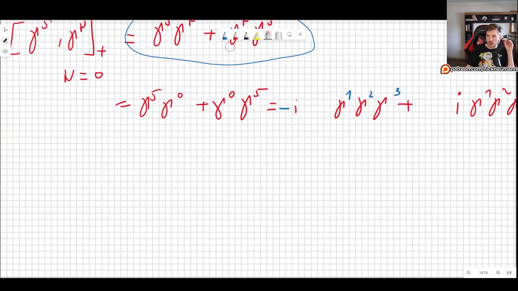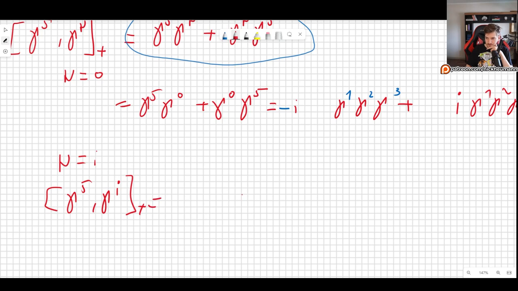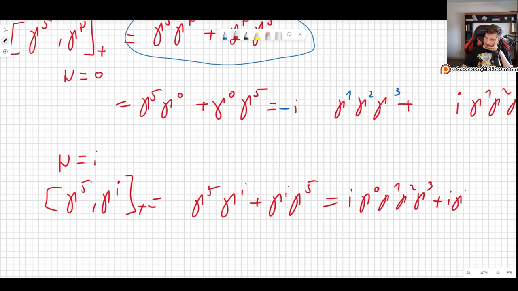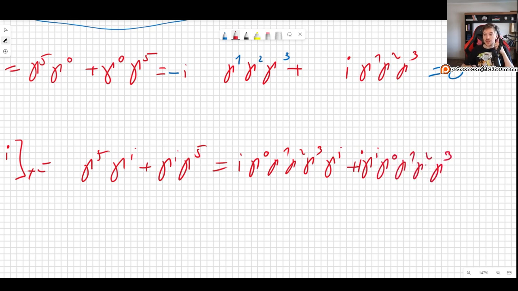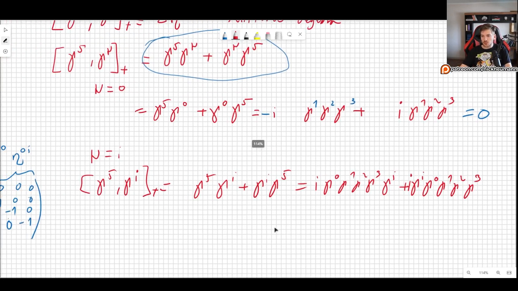Now let's go for the case where mu is equal to I. In this case, we write the anti-commutator explicitly once again, just like before, this time with gamma I. So we get gamma 5 gamma I plus gamma I gamma 5. Let's multiply through. Here we get I gamma 0 gamma 1 gamma 2 gamma 3 gamma I, I forgot to put the gamma I at the end here, plus gamma I and I gamma 0 gamma 1 gamma 2 gamma 3. Now here you could say, okay, I is equal to 1, I is equal to 2, I is equal to 3, and do each case separately. We are going to do it a little bit faster.